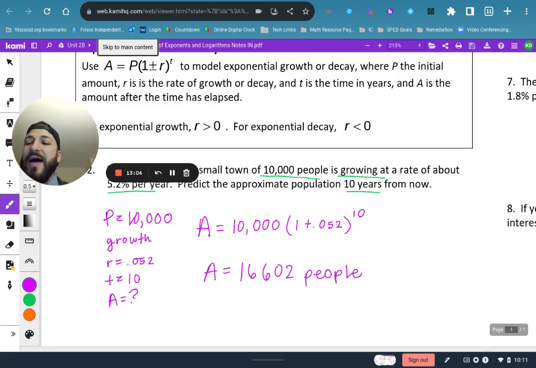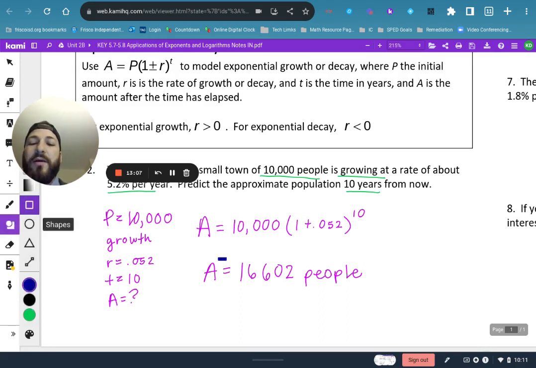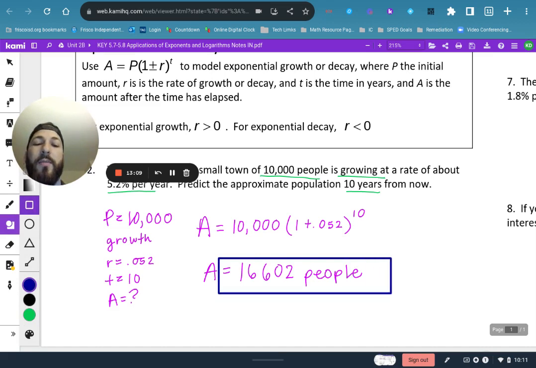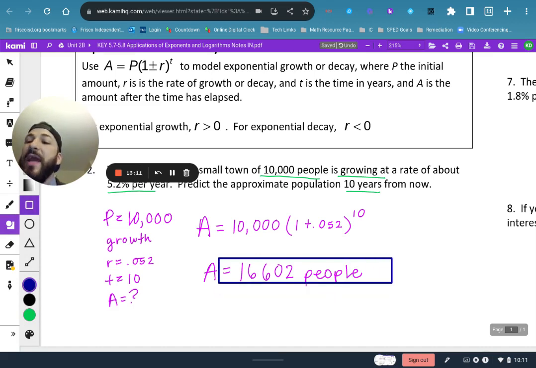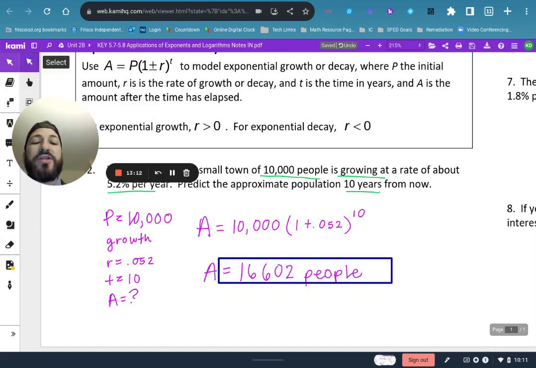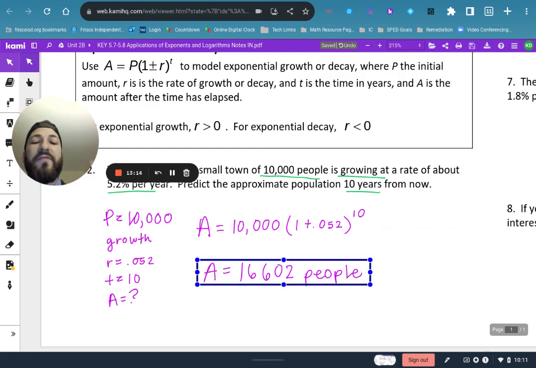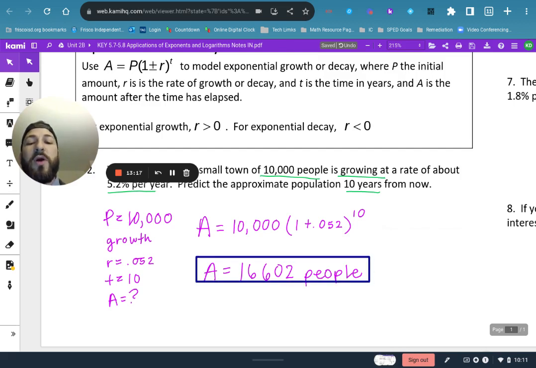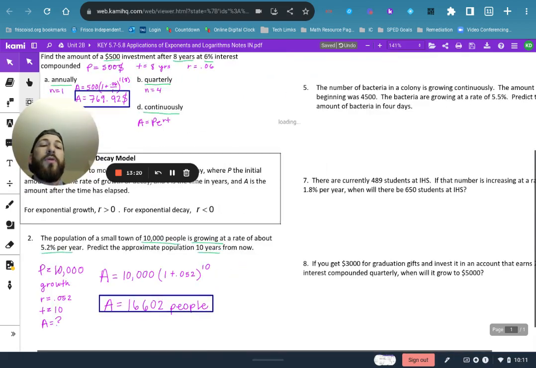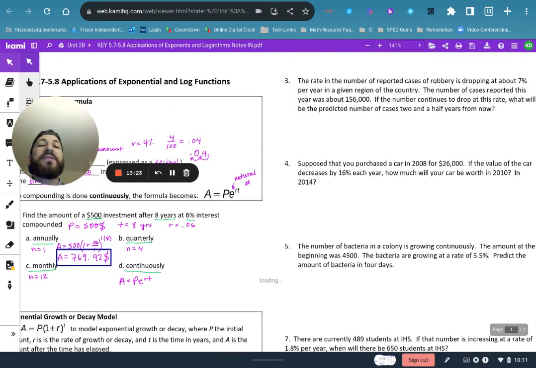Okay, but that is growth and decay. The only thing that would change if it was a decay problem instead would be the subtraction of the R value instead of adding the R value. So pretty straightforward. I want you to go ahead and try to do 3, 4, and 5 over on the right side of the paper.